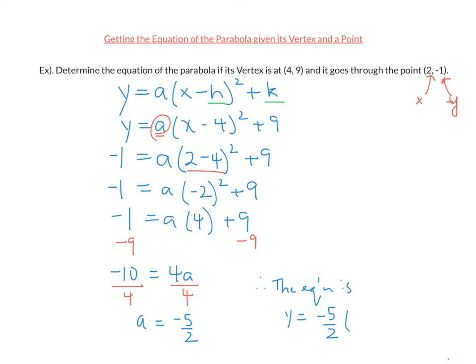And then we go back to the equation that we had right here before we actually substituted the x and the y in. So we get y is equal to -5/2 (x minus 4) all squared plus 9.